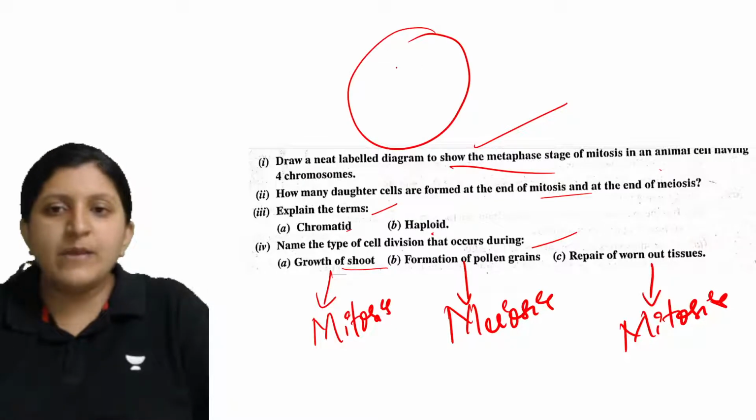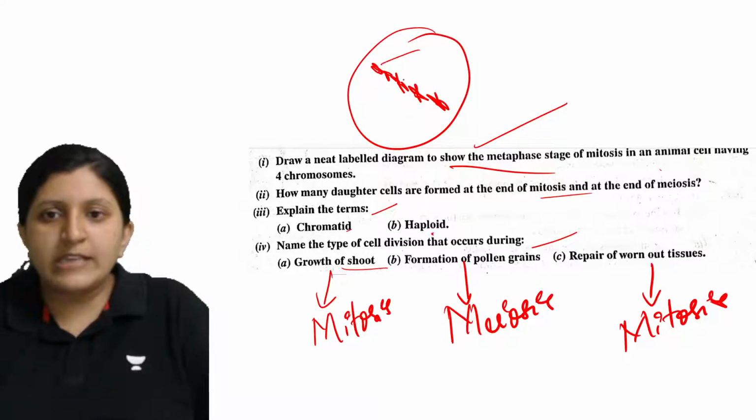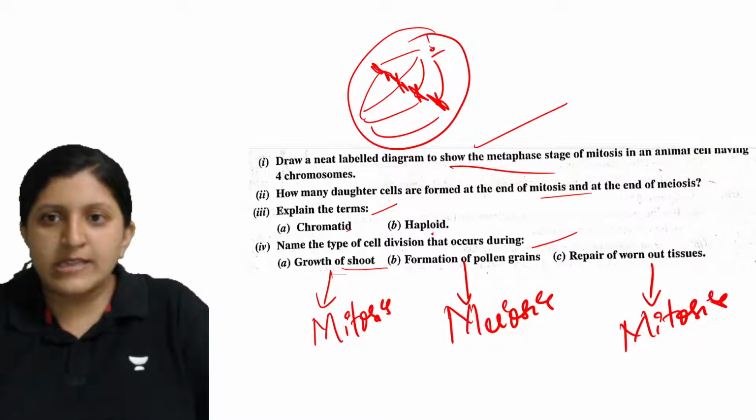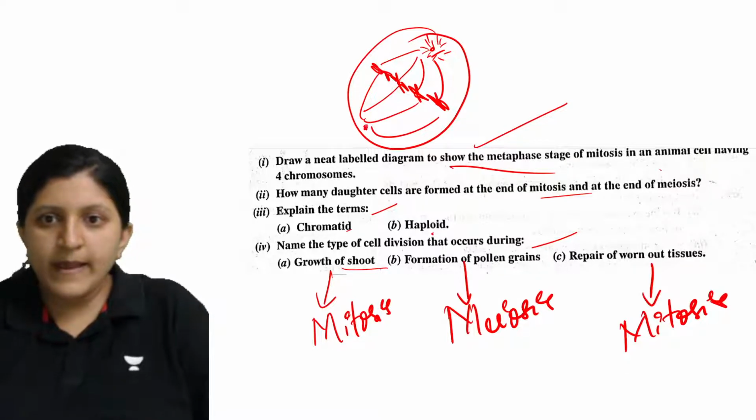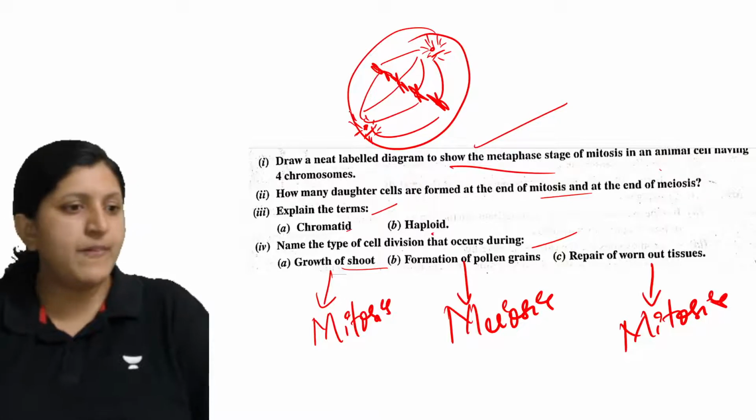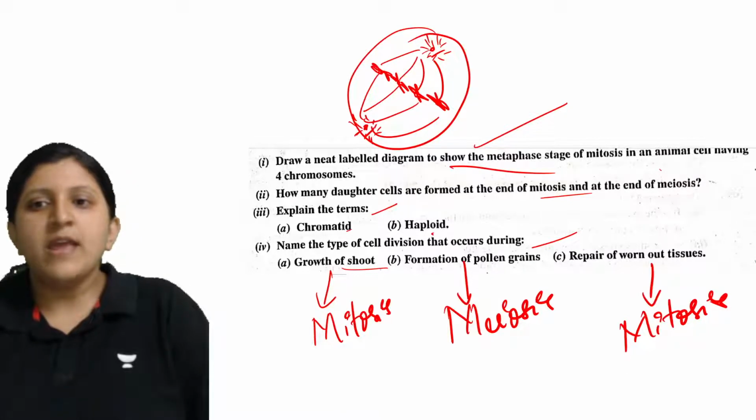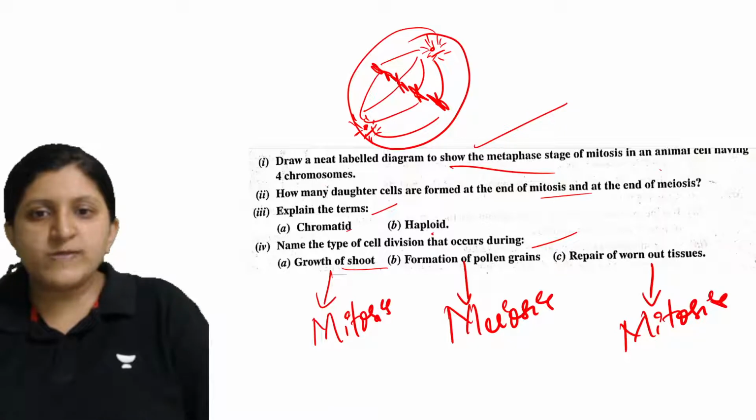So basically animal cell. You can just show the chromosome arrangement here at the equator region. That is again attached by the centromere in this region. Now you can see the aster rays at this point, and here also aster rays you can see at this point. So this is the metaphase. And 4 chromosomes are asked.